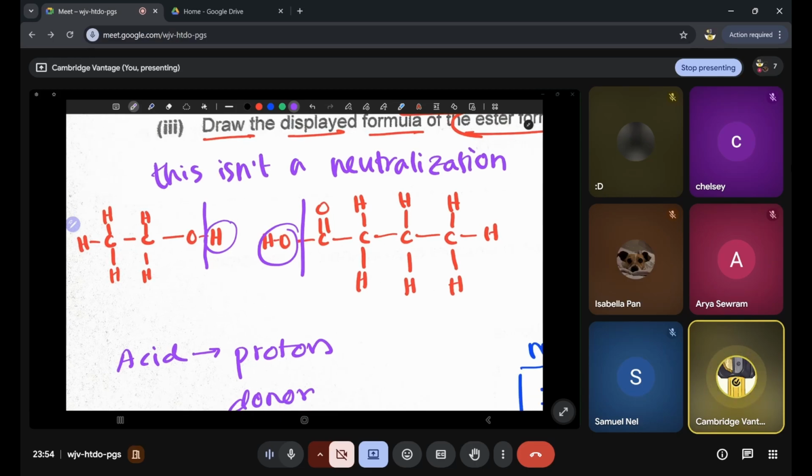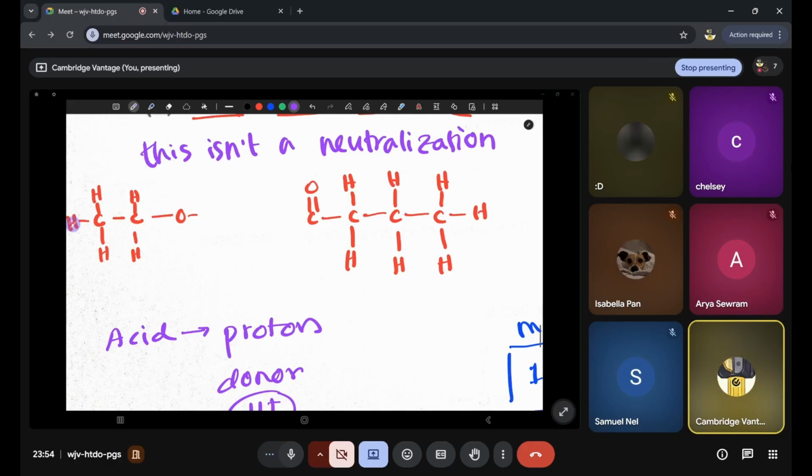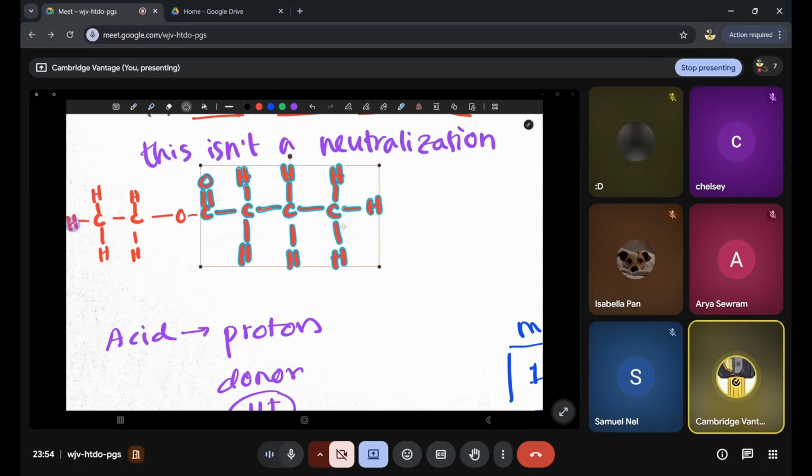No, the acid is not a base in this case. And no, the alcohol is not behaving as an acid. This isn't an acid-base reaction, to summarize. So the ester that you have to draw is just a simple one. So you erase those parts and you join it.